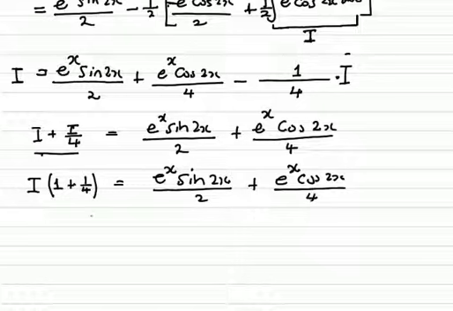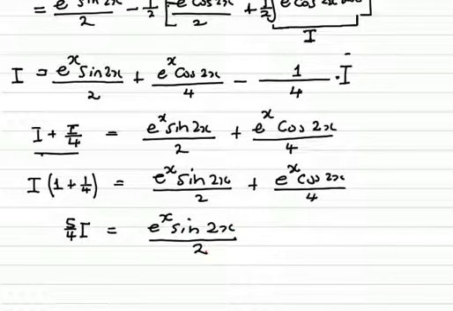Then this is basically 1/4 plus 4/4, which is 5/4, so we've got 5 over 4 times I equals e to the power x sine 2x all over 2 plus e to the power x cosine 2x all over 4. Now we can make our I the subject of the formula.